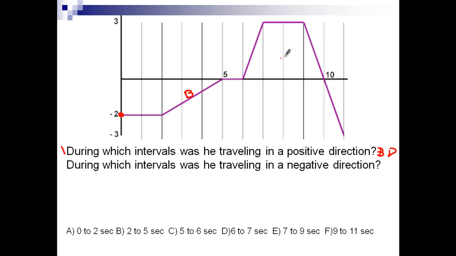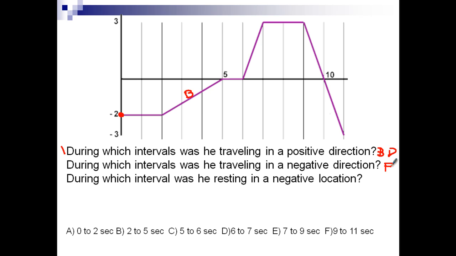Traveling in a negative direction, negative velocity. So you're going from this last guy, so 9 to 11. So F, you're traveling in a negative direction. During which interval are you resting in a negative location? So here, you're resting in a negative location along this path, because it's negative position, so you're resting negatively. So that would be the very first one, so A.